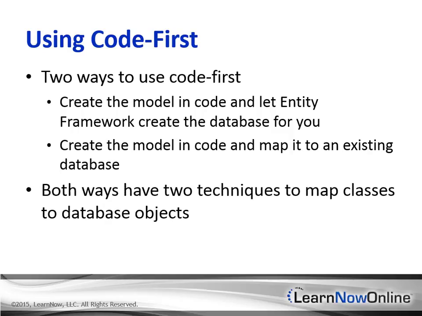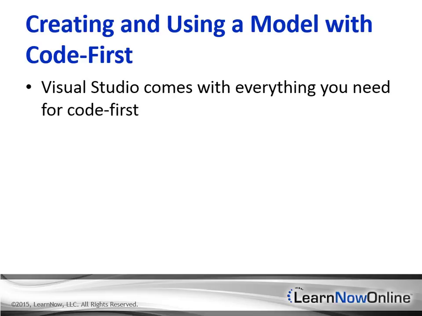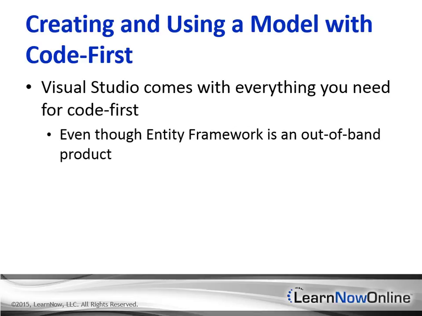Both of these usage scenarios have two ways in Entity Framework to map classes to objects in a database. One uses annotations on the classes and properties of the data model classes, and the other uses the DB Model Builder API to control the mapping in code. And these are quite different techniques, but you can also mix and match the two techniques together. The nice thing is that Visual Studio comes with everything you need to build Code First applications, although Entity Framework is an out-of-band product that you need to keep updated using NuGet.